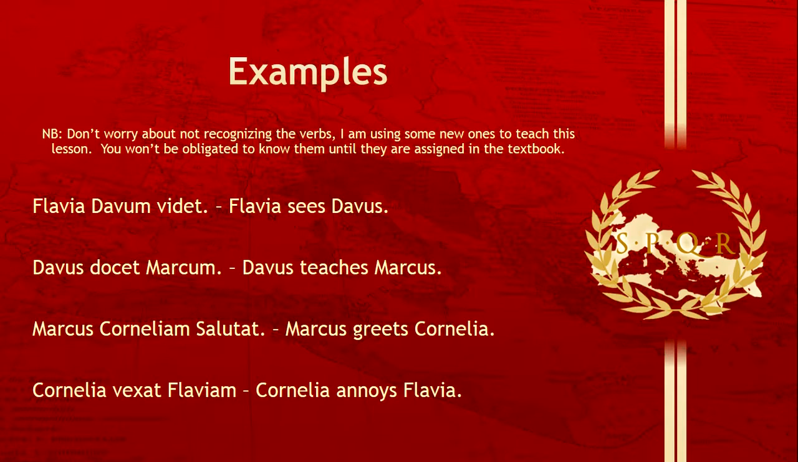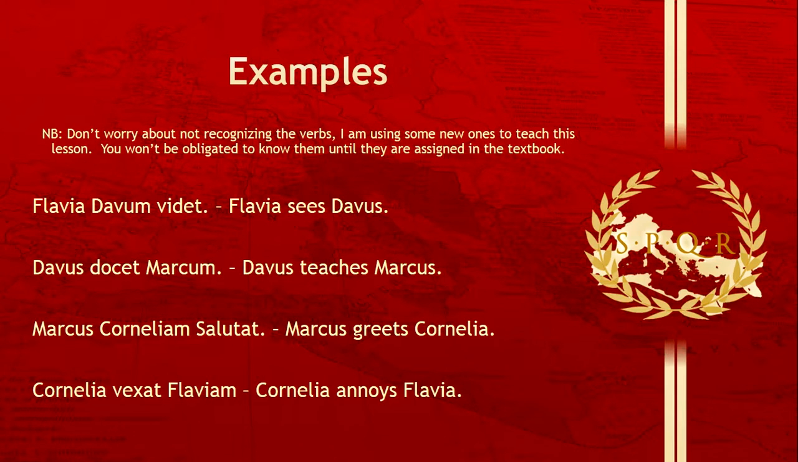Flavia sees Davos. Flavia is the nominative case because it's the subject of the sentence. Davum is in the accusative case because it's a direct object. Davos docet Marcum. Davos teaches Marcus. So you can see there, again, we're back to the US ending for Davos because it's the subject of the sentence. Marcum is the one being taught, becomes a direct object, hence the M ending.